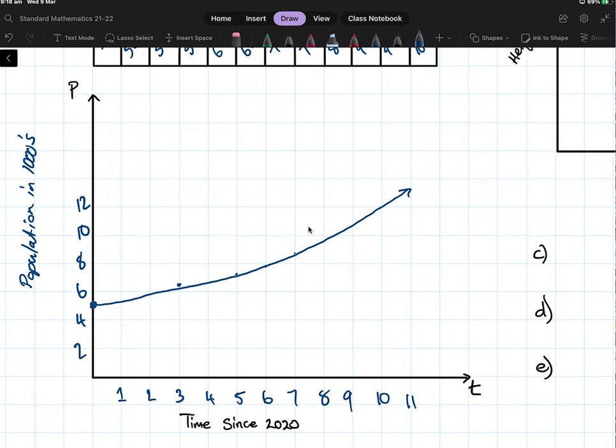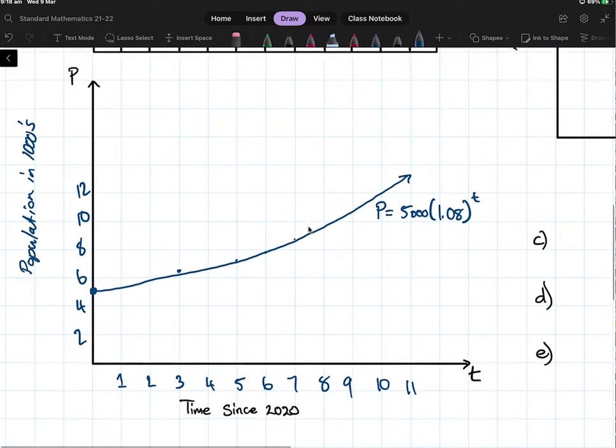The last thing to do, remember, is to label. So population equals 5,000 times 1.08 to the power of t. Right, hope that was okay. Again, with graphing these ones, we're not going to expect an accurate graph because it's so hard to draw an accurate non-linear graph. We're just wanting something that's got that rough shape that looks like it should be.